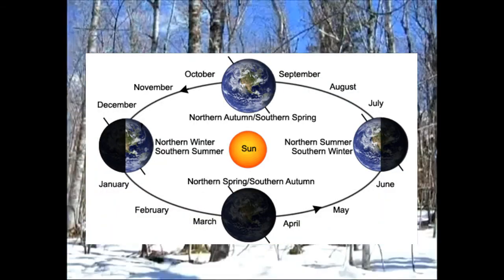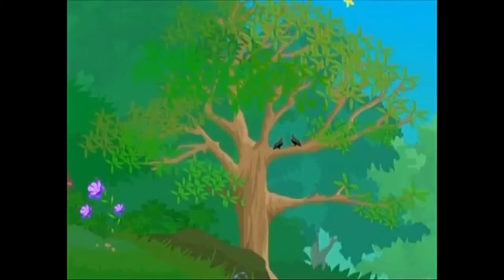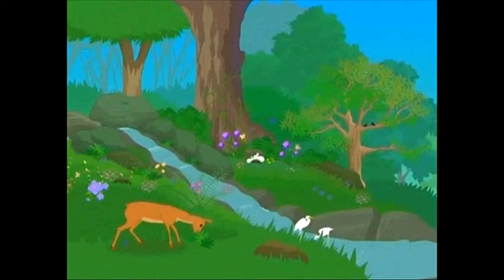Throughout the year, rays from the sun hit different parts of the world more directly than others, causing varying temperatures or seasons. If the Earth were not on an axis, temperatures around the globe would always be the same.